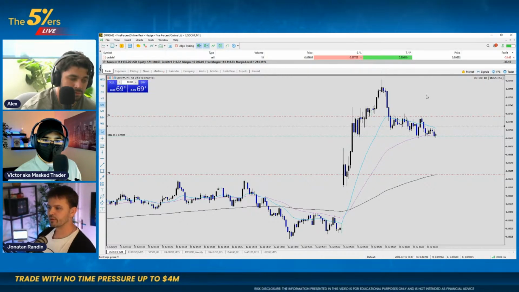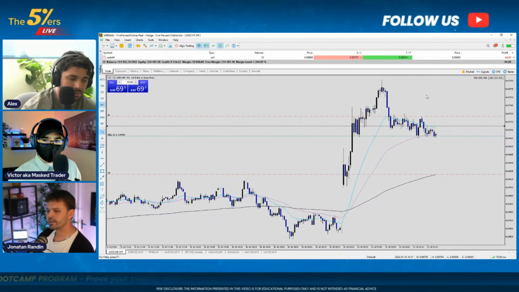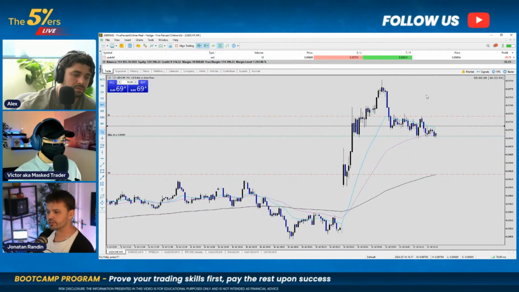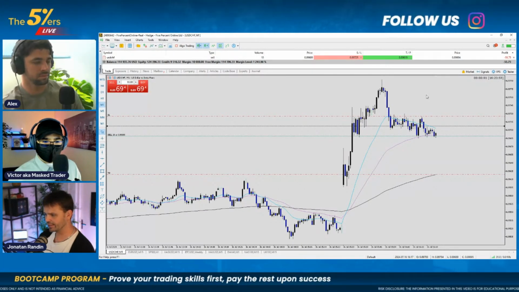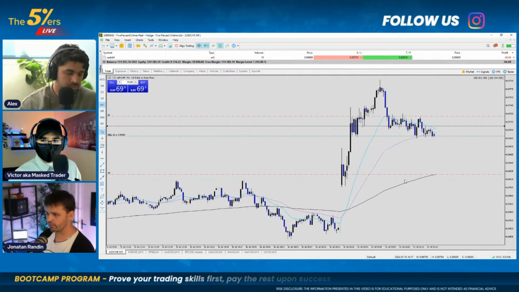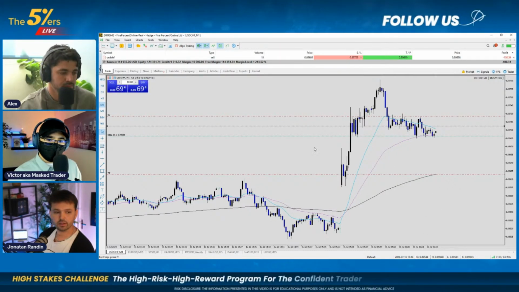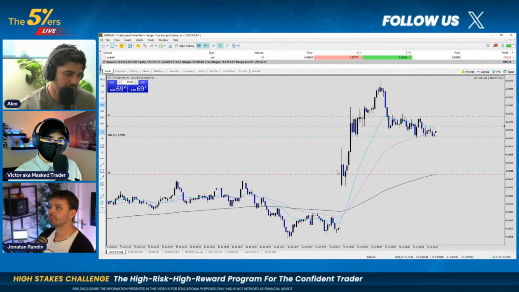USD CHF. Yeah, I mean it hit resistance. It's starting to come down. Maybe down to 89.6 would be a good area. Let's put a fib on quickly.